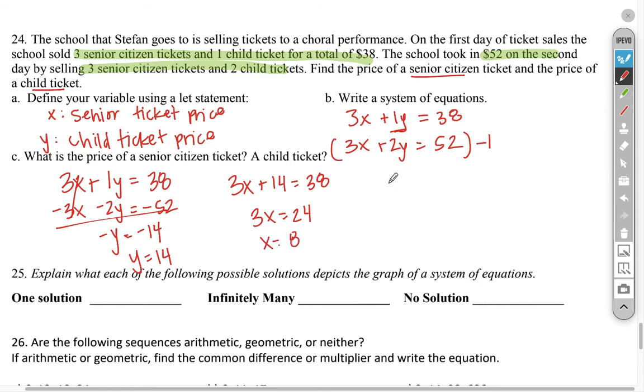So that tells me that senior tickets are going to be x, which is $8, and children is going to be y, which is 14. So children are $14.